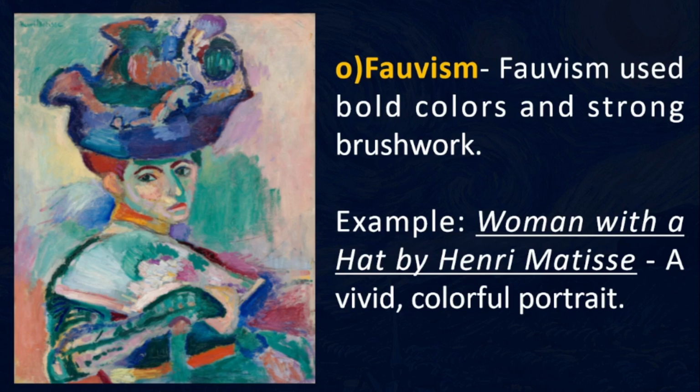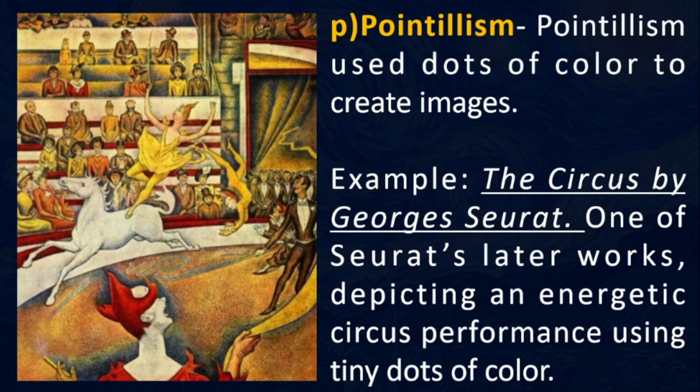Pointillism. Pointillism used dots of color to create images. Example: The Circus by Georges Seurat. This later work by Seurat showcases his meticulous dot technique in depicting a vibrant circus scene. The carefully placed colors create a luminous, animated effect. The structured yet lively composition reflects the energy of a performance.